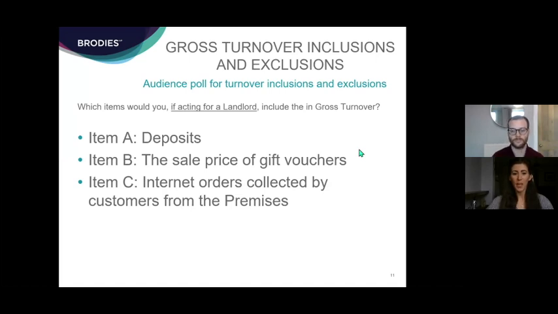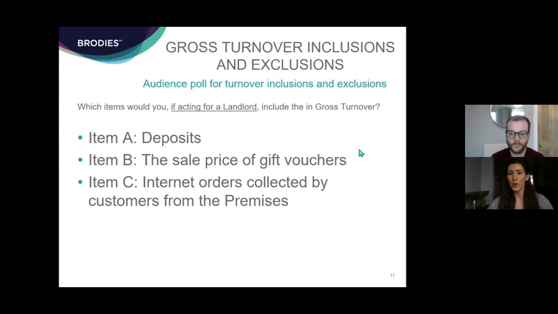There we are. So this is just to gauge your initial thoughts, and we'll go on to explain what some of the items are in the next slide. So we have item A, which is deposits, item B, which is the sale price of gift vouchers, item C, which is internet orders collected by customers from the premises, and then you can put in all of the above and then none of the above. So we'll let you have a moment to vote there.